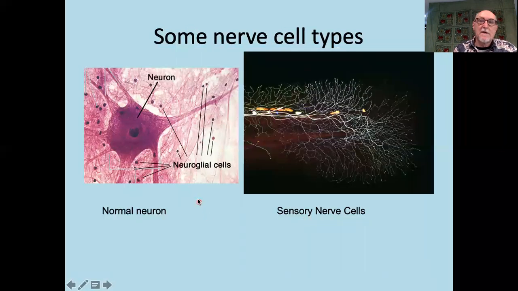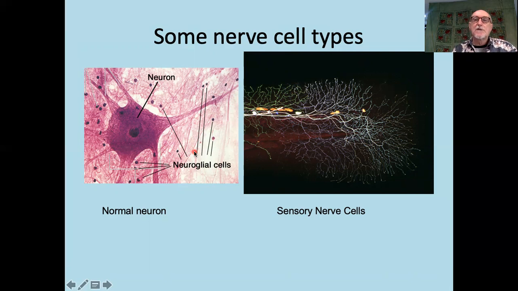So here's some micrographs to show you. This is a typical kind of spinal nerve, and here's the nerve cell. The other name for nerve cells, of course, is neurons. And here they are here. This is the nerve axon here running off. You see these cells here all the way around. They're labeled here neuroglial cells.